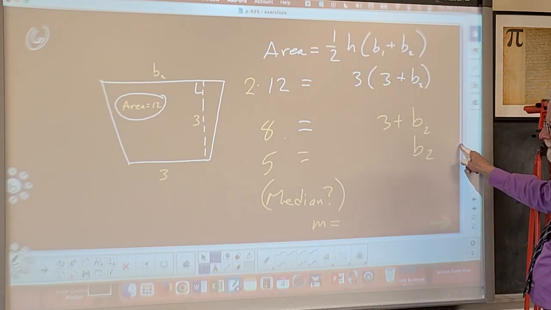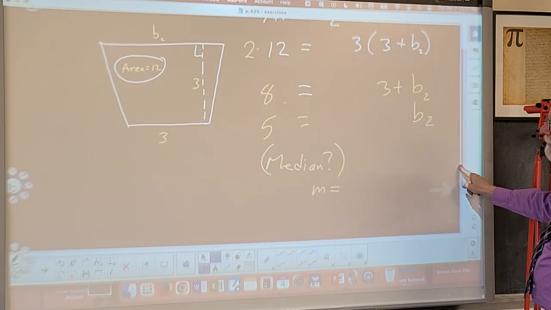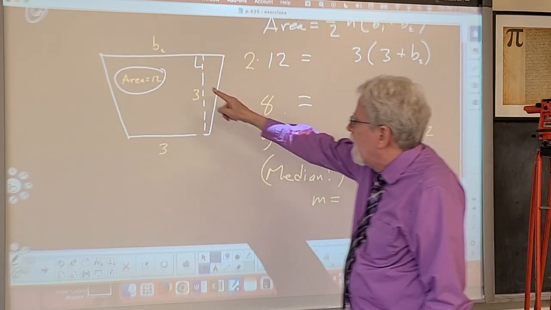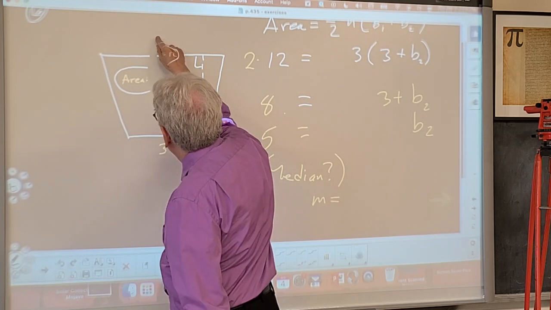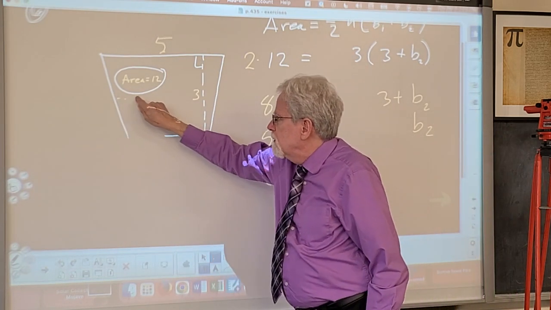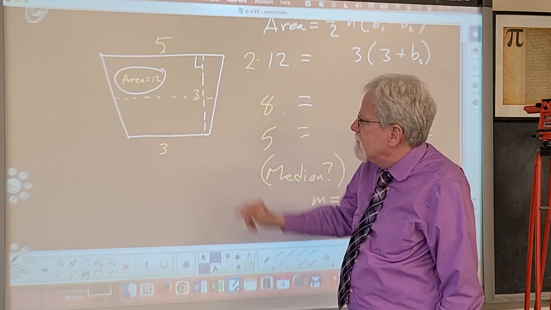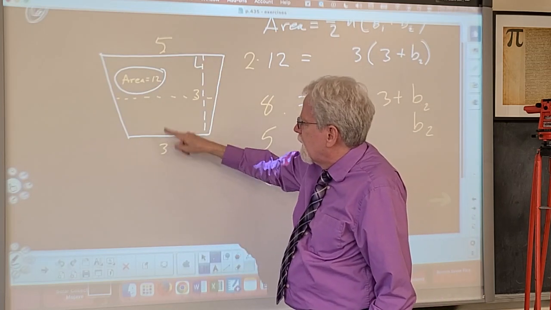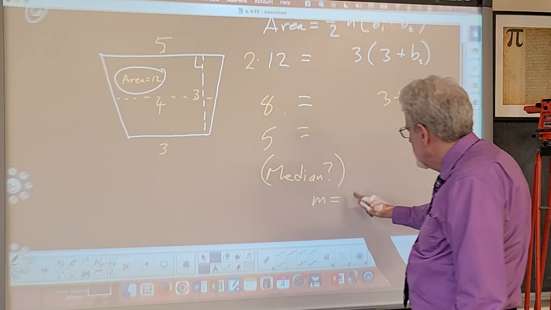Now, what about the median? Well, now that we know that b2 is indeed 5, finding the median is easy. 5 plus 3 is 8. Half of 8 is 4. Median is 4.